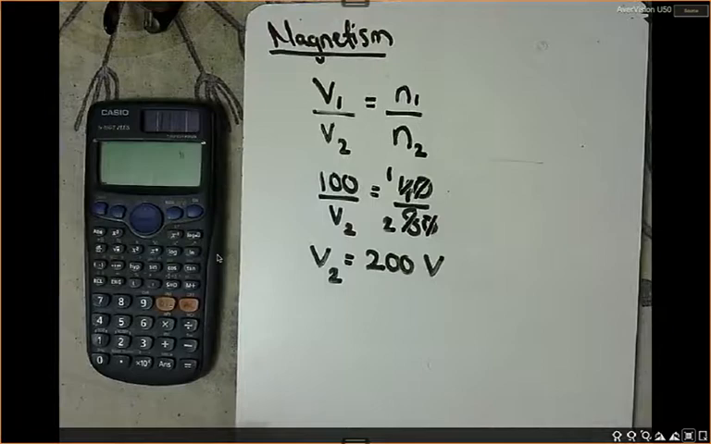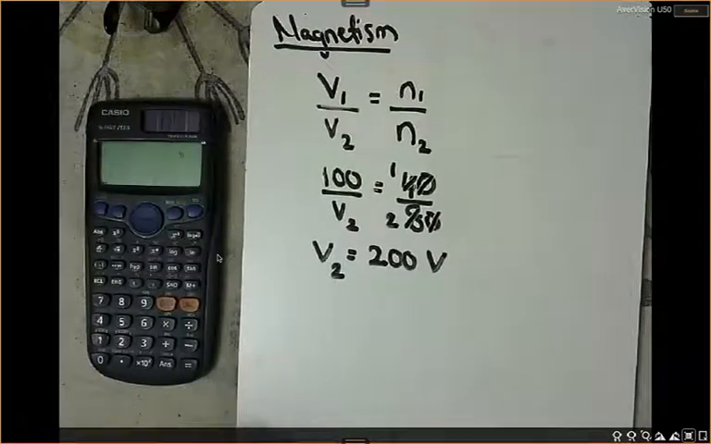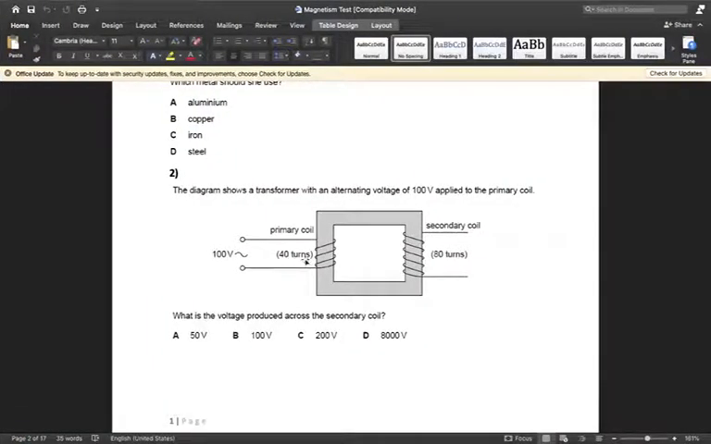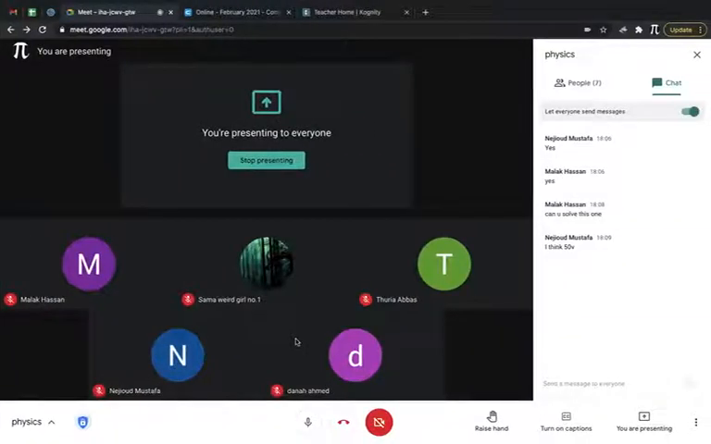200, it's the step up transformer. Because when the number of turns increases from the primary to the secondary, the voltage increases by the same ratio. So the answer for this question is C. The answer is 200 volts. Okay, does that make sense, all of you? 200 volts.